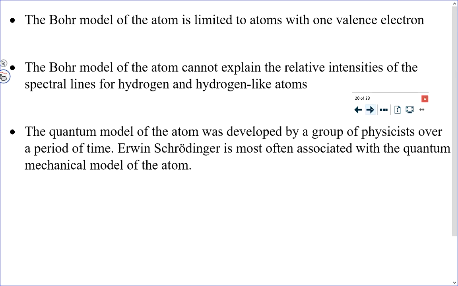In other words, hydrogen-like atoms are all of the atoms in group 1A on the periodic table. So the quantum mechanical model of the atom was developed by a group of physicists, so it's not really named after a physicist. The Dalton model of the atom is named after John Dalton. The Thomson model of the atom is named after J.J. Thomson. Rutherford model of the atom is named after Rutherford. Bohr named after Bohr. The quantum model of the atom is called the quantum mechanical model of the atom. However, Erwin Schrödinger is probably the physicist who is most closely related to the development of it.